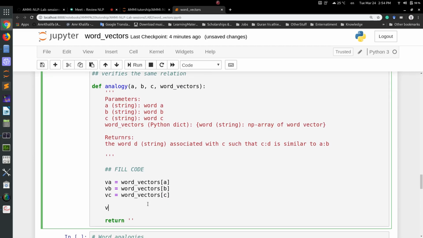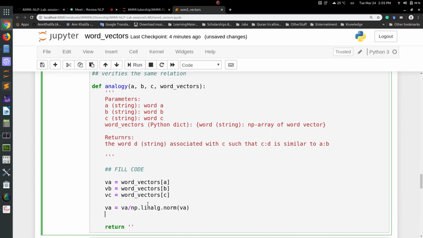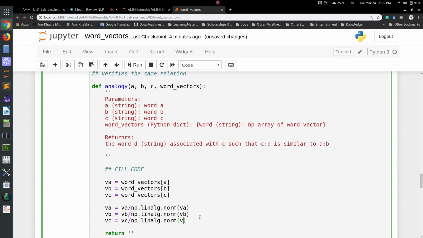So VA equals VA divided by np.linalg.norm of VA. We'll do the same for VB. I'm going to copy it to save some time. VB equals VB divided by the norm of VB. VC equals VC divided by the norm of VC.